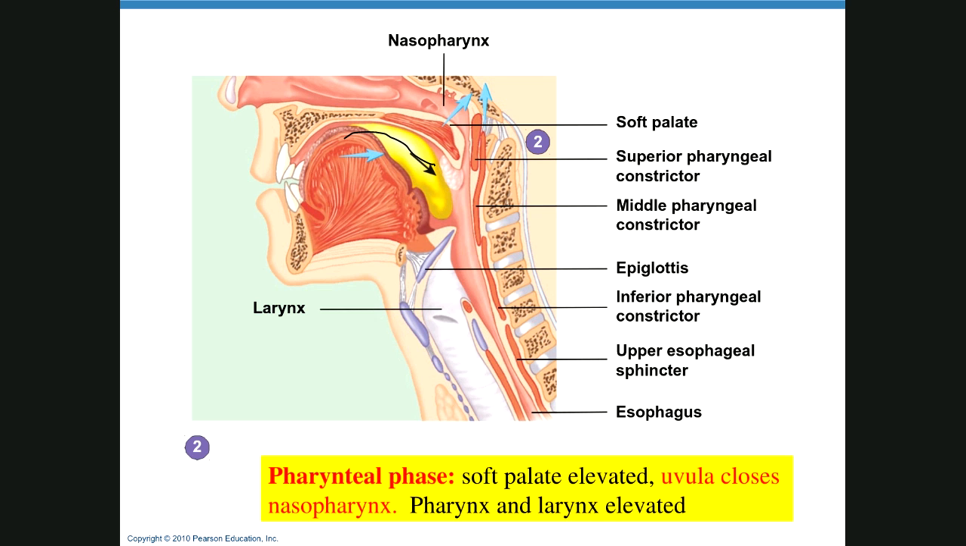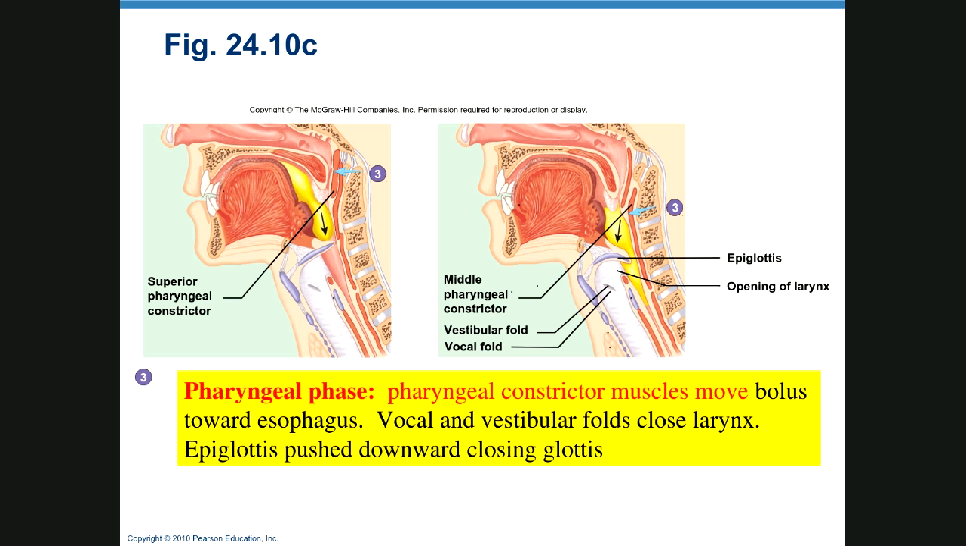So this is the pharyngeal phase. The uvula closes so as to prevent the food from moving into the nasopharynx. Pharyngeal constrictor muscles, which are going to be voluntary muscles, are going to move the food past the pharynx towards the esophagus. Now, the glottis is going to close to prevent food from going into the air pipe.